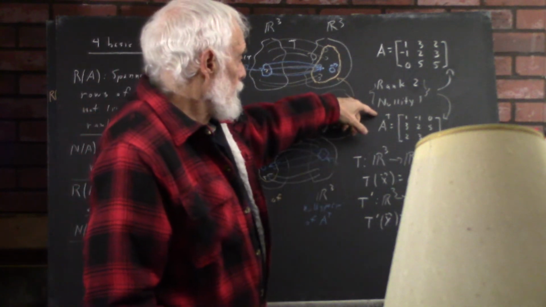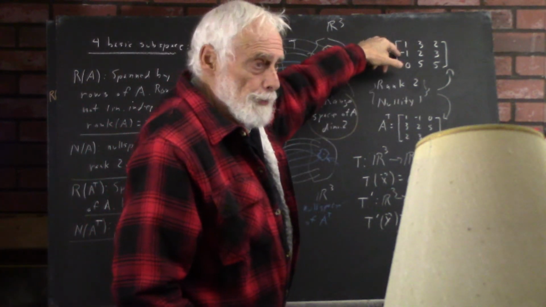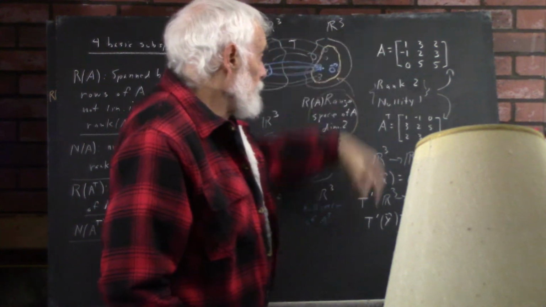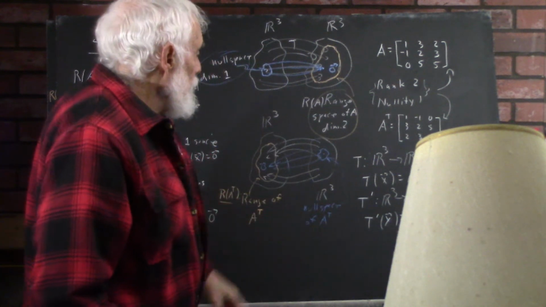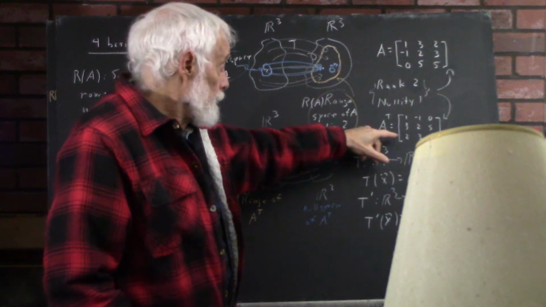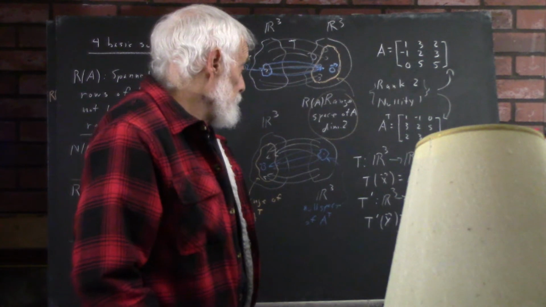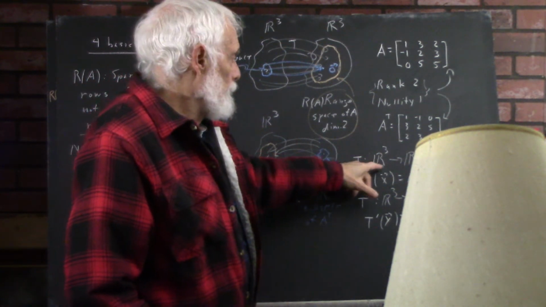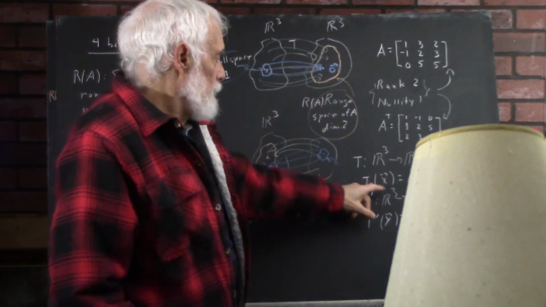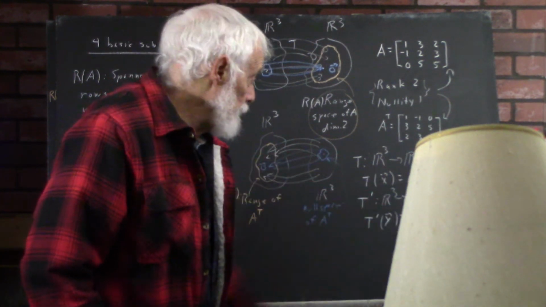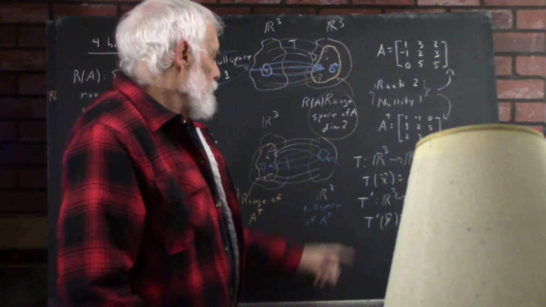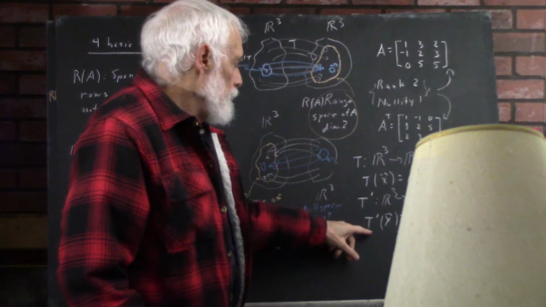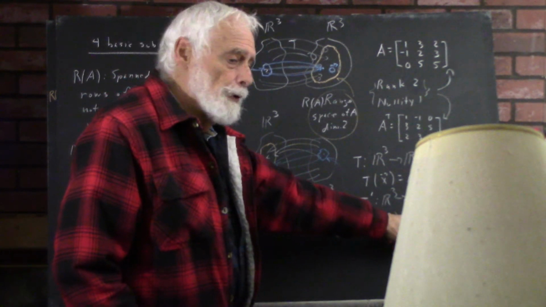It's easy to see the nullity is 1 because the third row is just the sum of the first two. Of course, we could do any similarity transformation and that wouldn't change anything. The transpose, incidentally, is this, and that's going to be important. The matrix T is a mapping from R3 to R3, where T of x is defined by A times x. We're going to call T prime the transformation where T prime of y equals A transpose y.